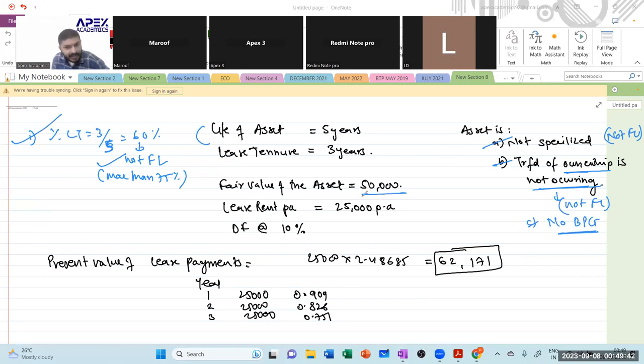What is the fair value of the asset? 50,000. What is the lease rental per annum? 25,000. What is the discount factor? 10%. I straight away took the annuity factor. Otherwise, you can calculate like this also. You will get the answer 62,171.